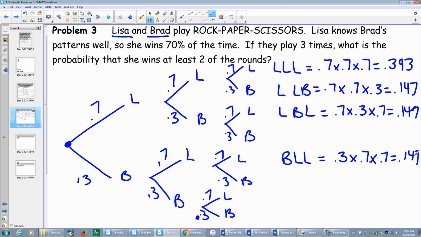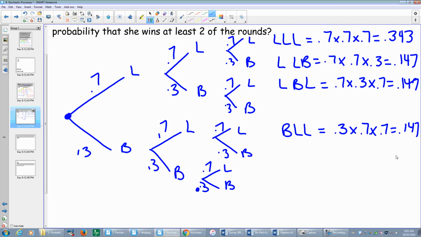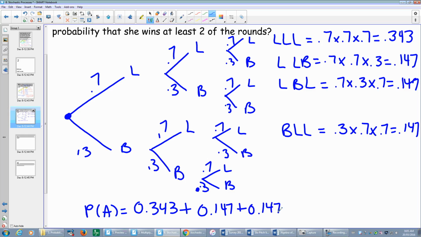Very good. So the probability of this event happening is 0.343 plus 0.147 plus 0.147 plus 0.147, which gives a probability that Lisa will win at least 2 out of 3 rounds of 0.784.